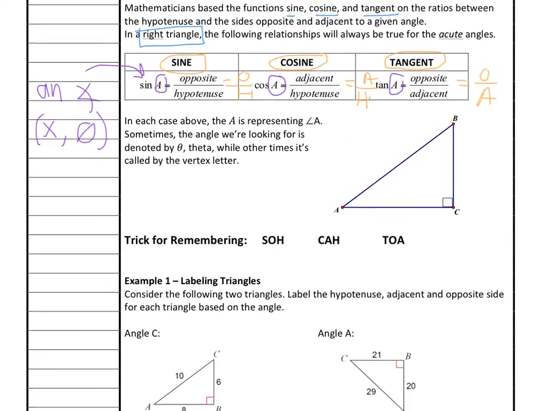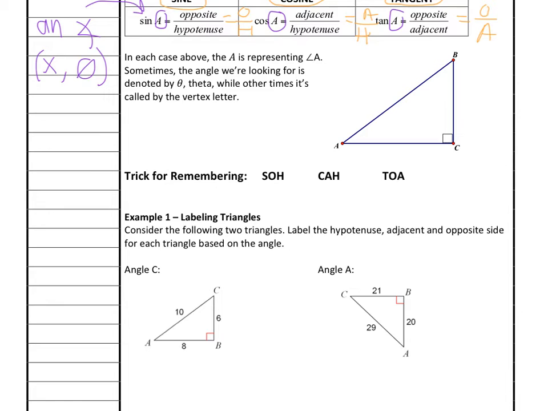All right, so if we take a look at this example here, it says in each case above, the letter A was representing angle A, and sometimes, like I already said, it might be denoted by the symbol theta, and other times we're going to always refer to it, though, as the vertex angle. So what we want to do here is you always want to circle your angle first. So we're talking about letter A, so I'm going to circle that angle.